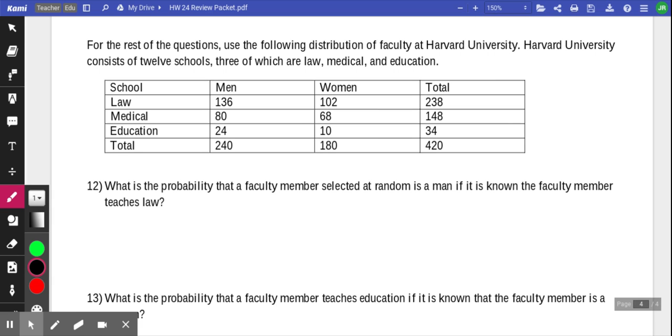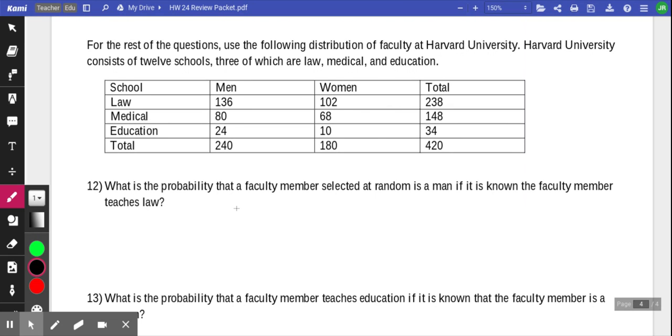The rest of these questions go along with this table given to us, and it says that Harvard University consists of 12 schools, 3 of which are law, medical, and education. So we're only going to look at law school, medical school, and education, and then we have a breakdown of women versus men. So here is the table that gives us the breakdown of what they teach and if they are a male or a woman, and their totals as well.